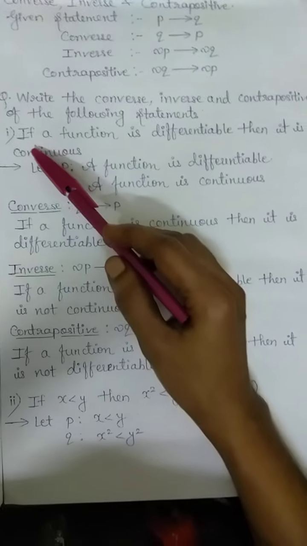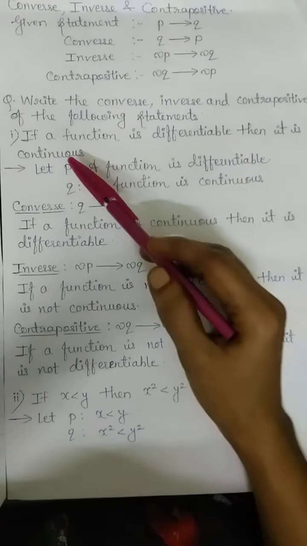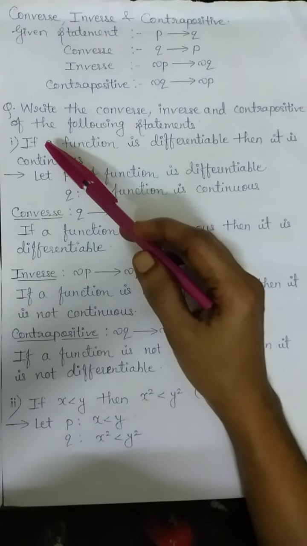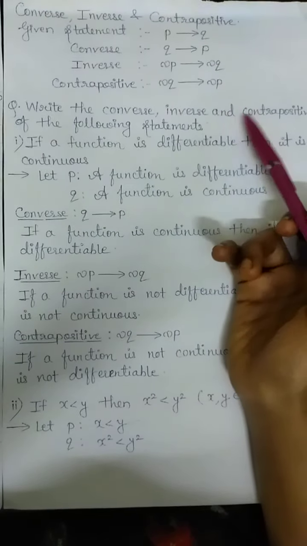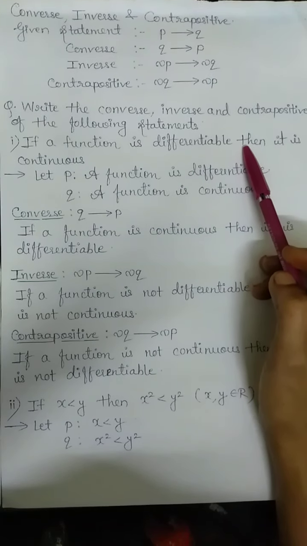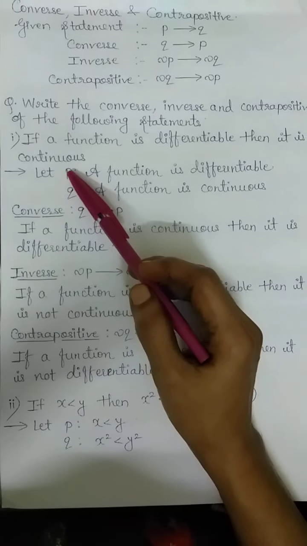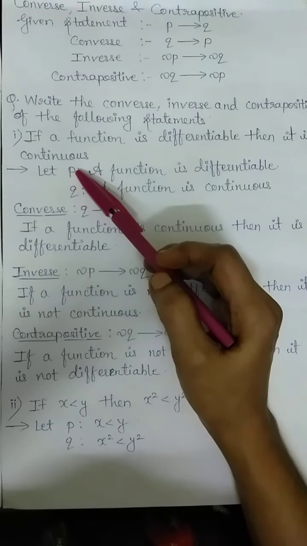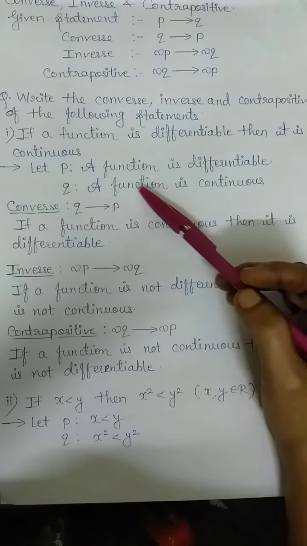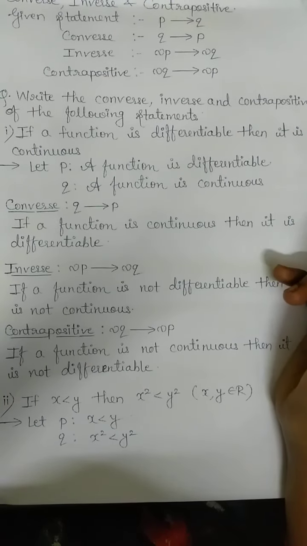Now for example, write the converse, inverse and contrapositive of the following statements. First one: if a function is differentiable then it is continuous. Here first we will check whether the given statement is in the if-then format or not. Yes, the statement is given in the implication format, that is, a conditional statement is given. Now here we will write P and Q. So P will be a function is differentiable and Q will be a function is continuous.